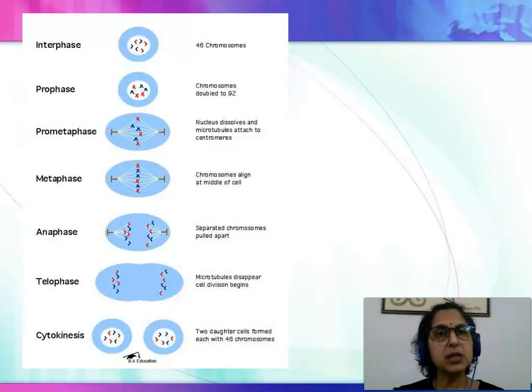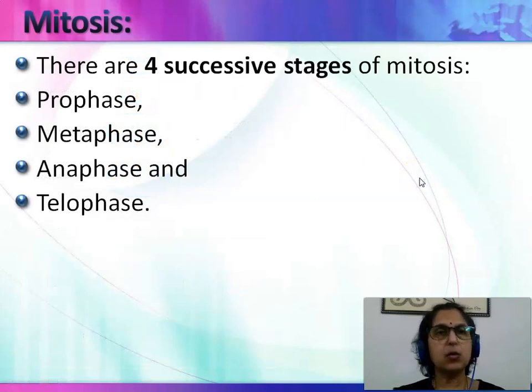Now, this here is a picture which shows us the various stages of mitosis. What we see here is the interphase, where we can see that the chromosomes are seen as thin strands, and the nuclear membrane is present. Then next we go on to see the 4 successive stages of mitosis, and these are prophase, metaphase, anaphase and telophase.